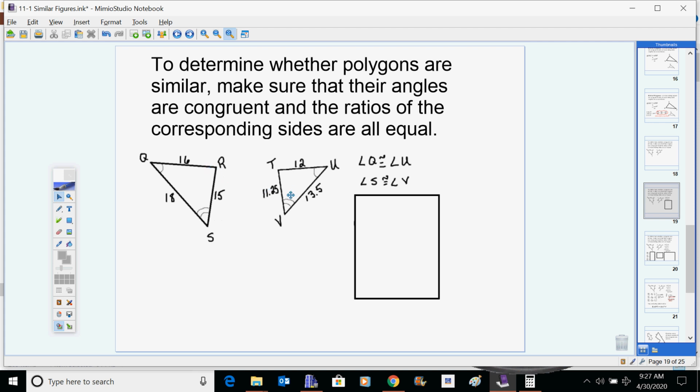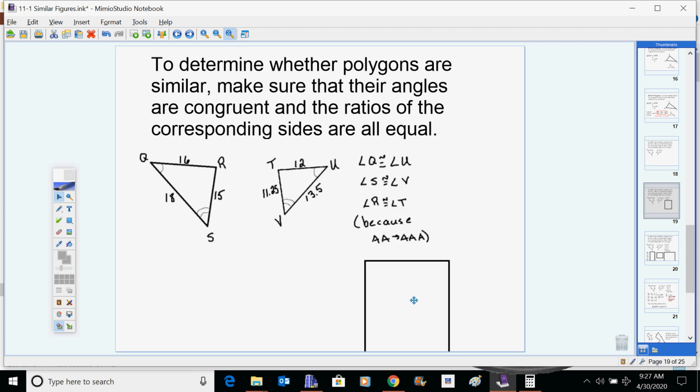Some of you might remember that. That's our angle-angle similarity theorem. So this angle has to equal this angle because two angles congruent means all three are congruent. So we've got our three angles, so we're good.